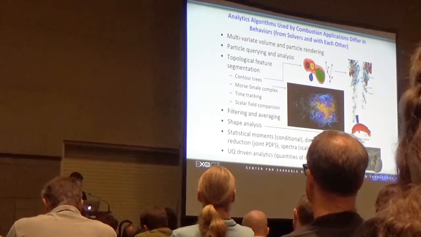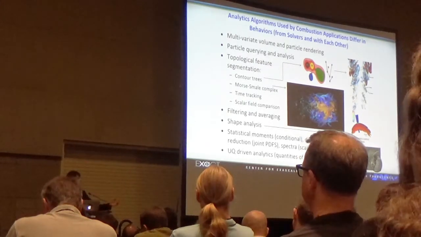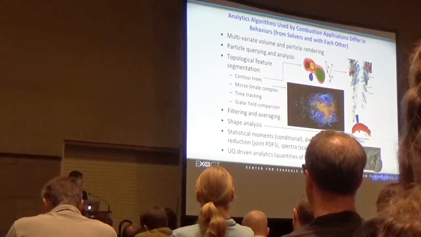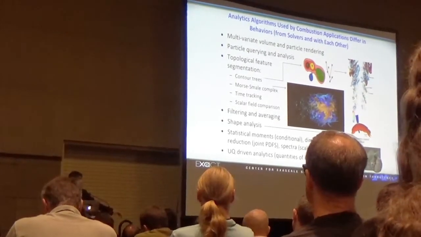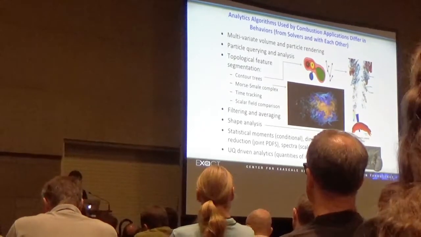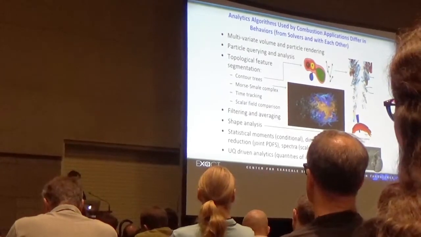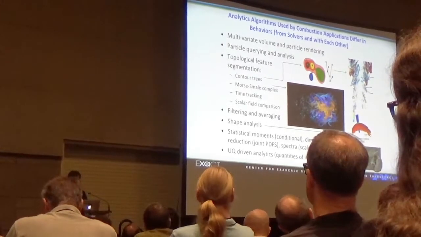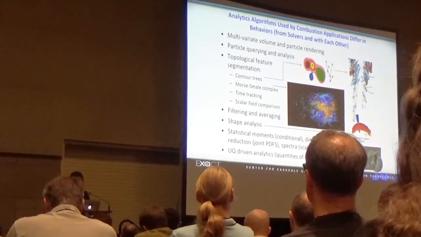We need to filter and average the data. Oftentimes we're interested in the underlying coherent turbulent motion, so we're interested in the shape or geometry analysis, and how long is a given mixing rate structure compared to the underlying turbulence structure that's causing the mixing of two chemical species. And then, of course, we're interested in statistical moments and UQ-driven sensitivity analytics, using some of the feature selection to guide localized quantities of interest.